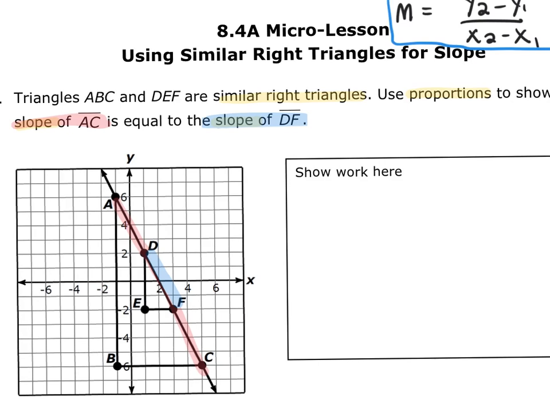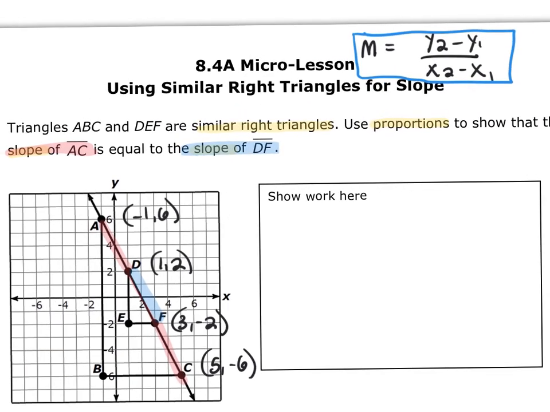Point A is at -1, 6. Point D is at 1, 2. Point F is at 3, -2. And point C is at 5, -6. Be sure that you're labeling this on your paper too. You want to have those 4 points labeled so that they're easy for you to use, as we're about to use them with the slope formula.